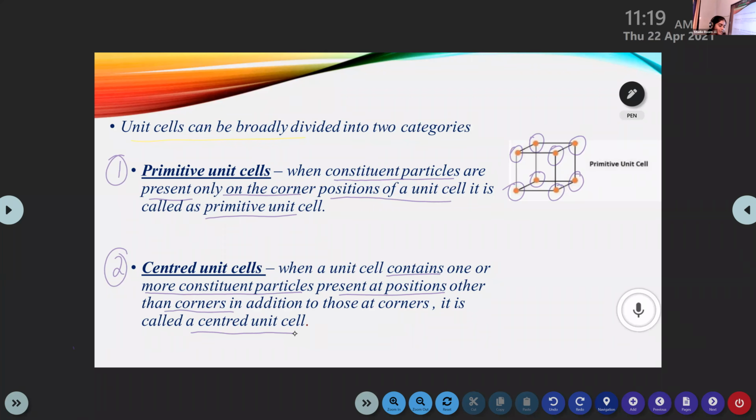Which are the two types of unit cells? Primitive unit cell and centered unit cell. Okay, primitive unit cell and centered unit cell. What's the difference between primitive unit cell and centered unit cell?